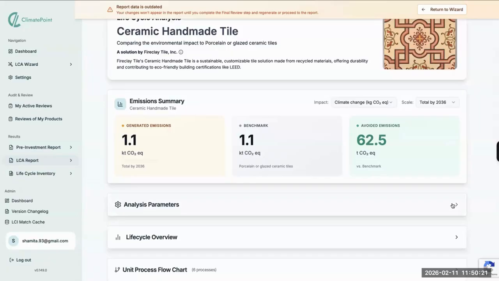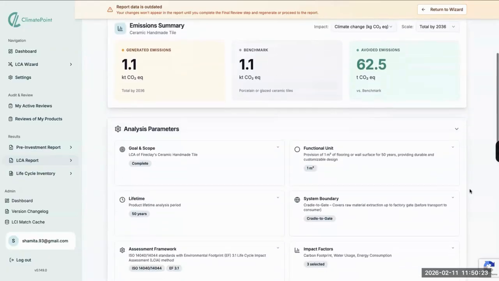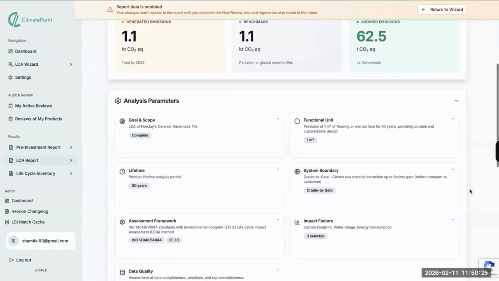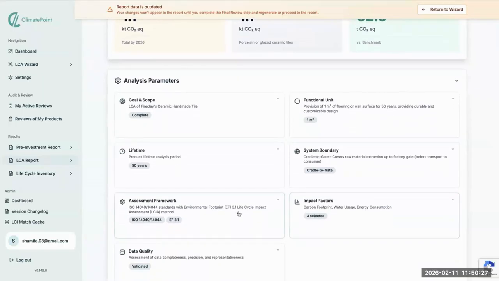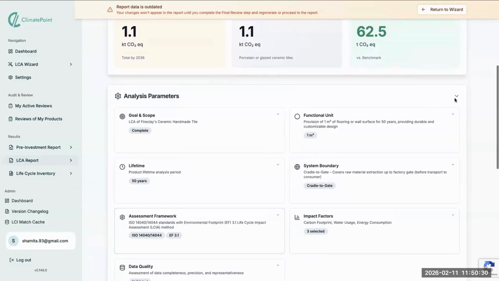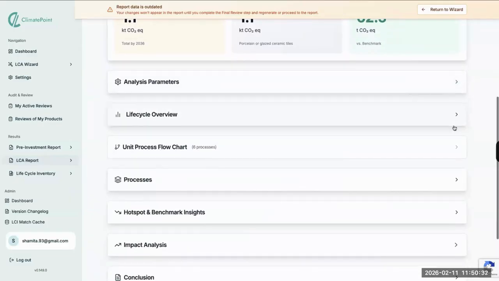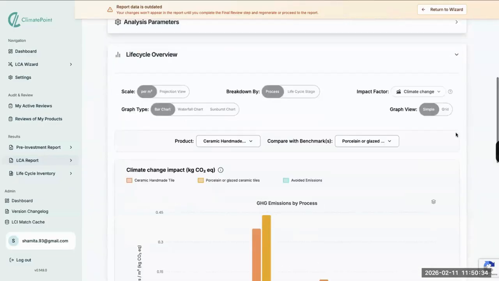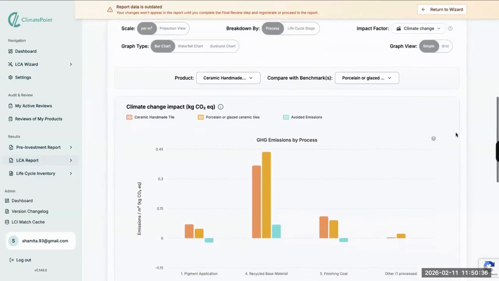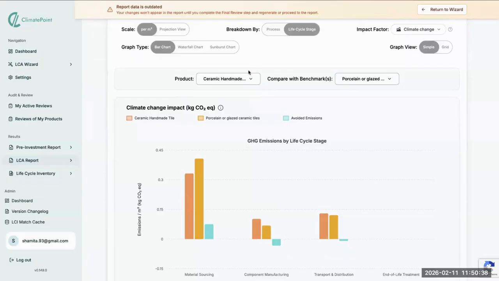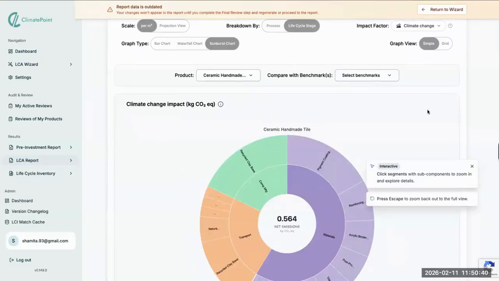All your analysis parameters are there. What's your goal and scope? What's your functional unit? What assessment framework are you using? All of that is already listed out here. We've got our life cycle overview. Actually, I'm going to show you my favorite part of this, which is the sunburst chart.